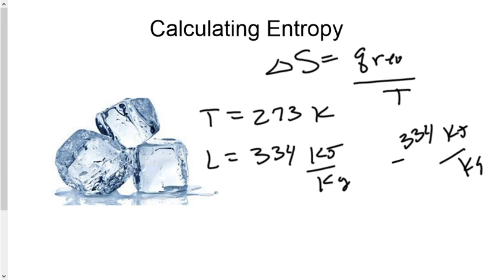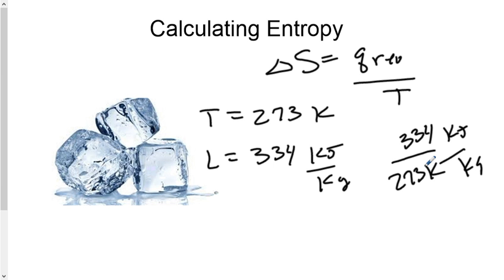And of course, I'm going to divide that by 273 Kelvin. So we're left with the number of kilojoules per kilogram, and then Kelvin is also on the bottom. And again, in chemistry, it's kilojoules per mole Kelvin on the bottom. Okay, so there you go.